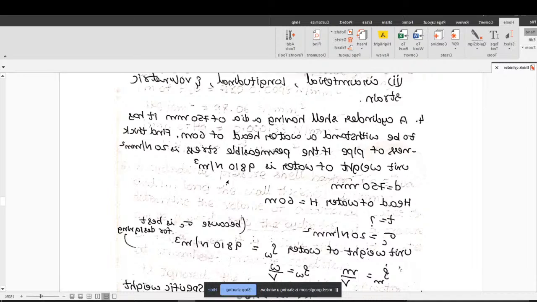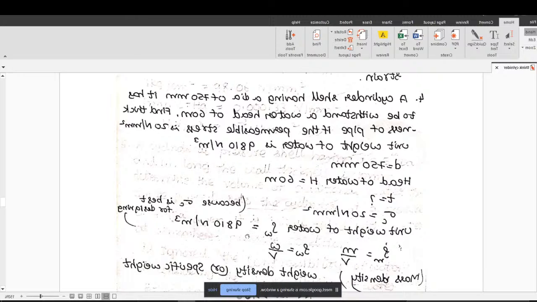See, this is the examination problem. They gave one cylinder. They're saying that the cylinder shell has diameter 750 mm, and it has to withstand the head. What is head? Let us call it H. So it can withstand the water head up to 60 meter. Find the thickness of the pipe. If the permissible stress is 20 Newton per mm square, and unit weight of water is 9810 Newton per meter cube. Unit weight of water is nothing but weight density. You can take a screenshot of this problem, all of you.